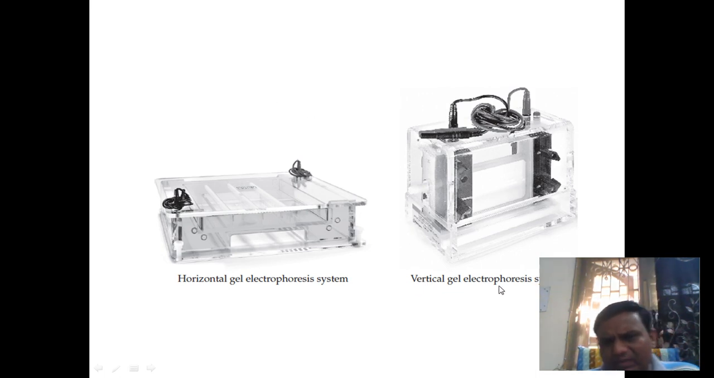This one is the vertical gel electrophoresis, in which there is a cassette of two glass slides, and in between the two glass slides we prepare the gel. That cassette of gel is kept inside this unit of the vertical system of electrophoresis.